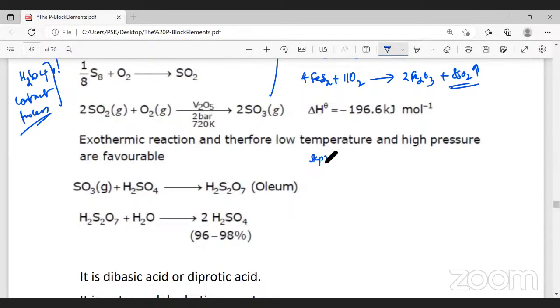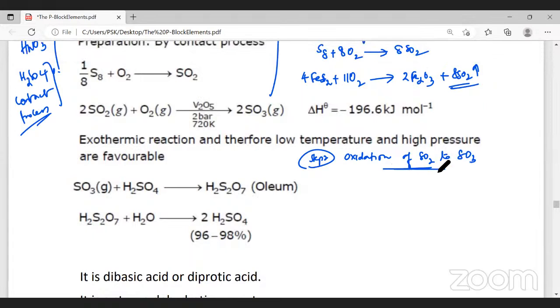Step 2. The second step is an important step. This is the principle of preparing sulfur dioxide. Oxidation of sulfur dioxide to sulfur trioxide. Sulfur dioxide is oxidized to sulfur trioxide. Balanced, it is 2 moles of sulfur dioxide giving 2 moles of sulfur trioxide. All are in gaseous state.